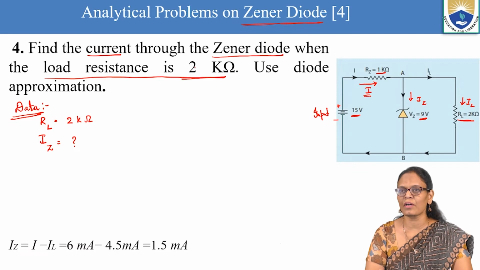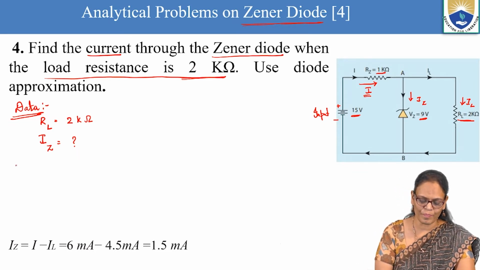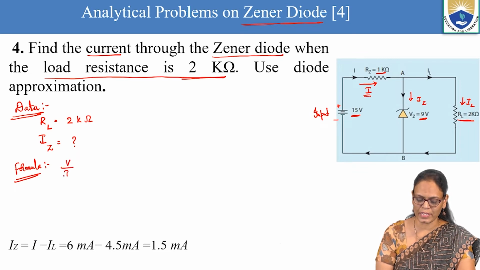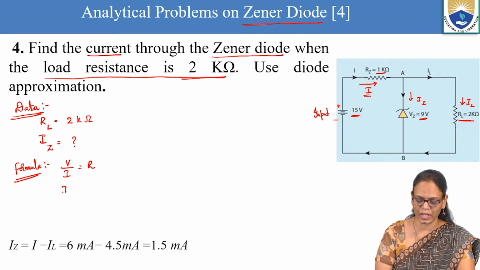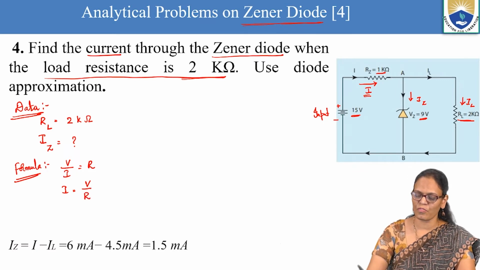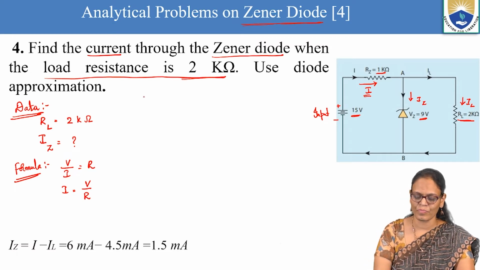So what is the formula we are going to use to calculate the current? It is our basic formula, the Ohm's law formula. We know V upon I is equal to R, or if I have to find the current I, it will be equal to V upon R. So first let us find the current I flowing through this RZ. So I will be equal to V upon RZ.